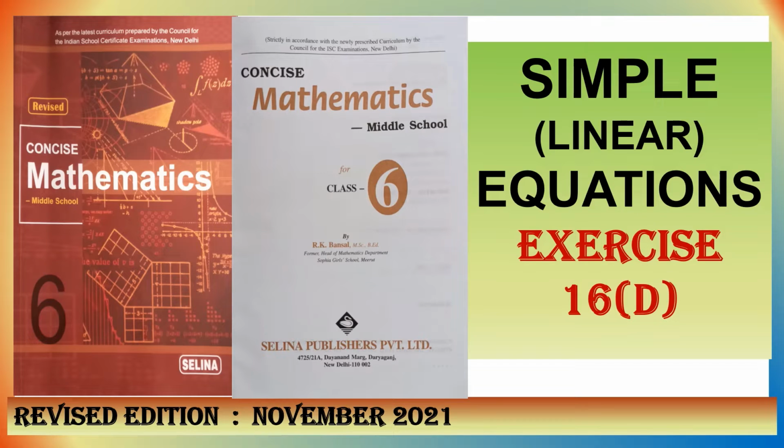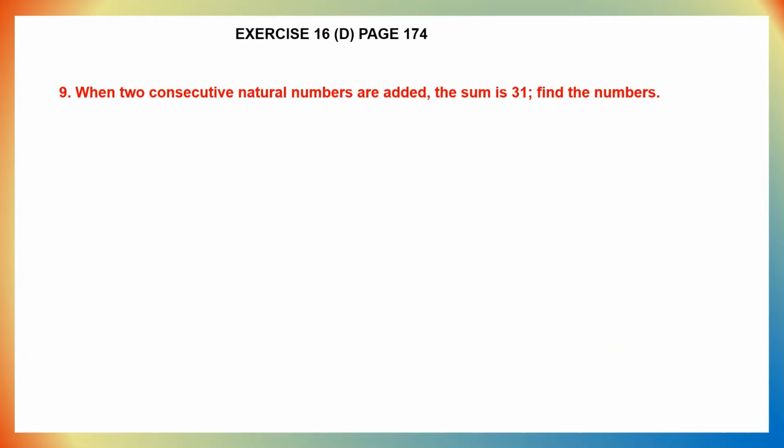Hello students, let's do simple linear equations exercise 16D, page number 174. Question 9. When two consecutive natural numbers are added, the sum is 31. Find the numbers. What's the meaning of consecutive natural numbers? Consecutive natural numbers are numbers that come one after the other.